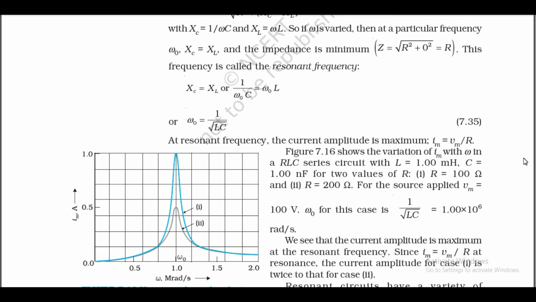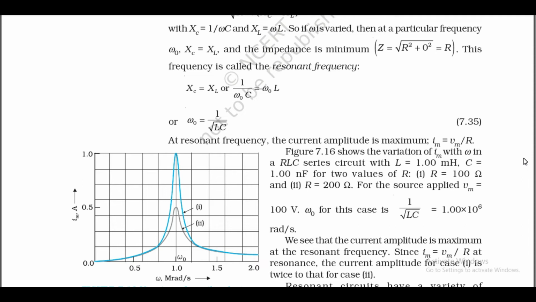Xc = Xl, or 1/(ω₀C) = ω₀L, or ω₀ = 1/√(LC). At resonant frequency, the current amplitude is maximum. Im = Vm/R.